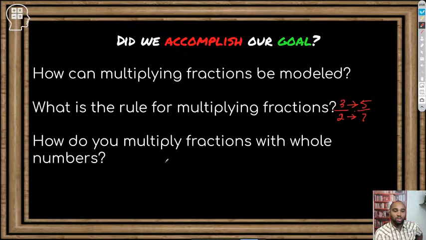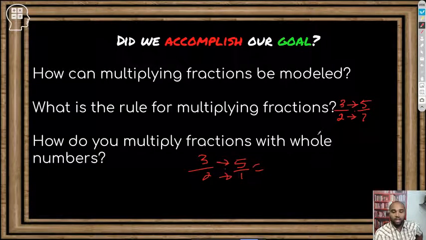What about whole numbers? Well, if you got a whole number you're multiplying times 5, just rewrite it as a fraction by putting a 1 in the denominator. And then you do the same thing straight across and you get your answer.